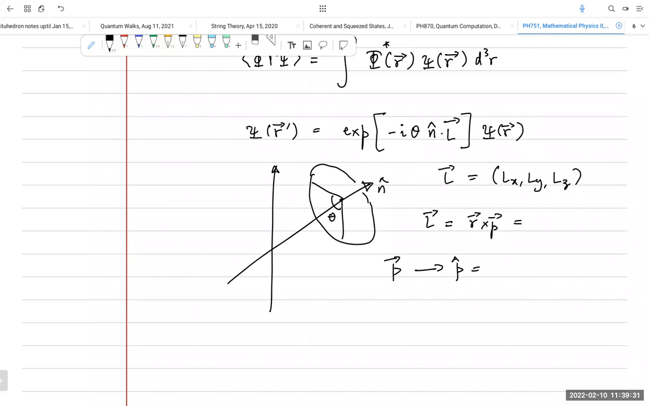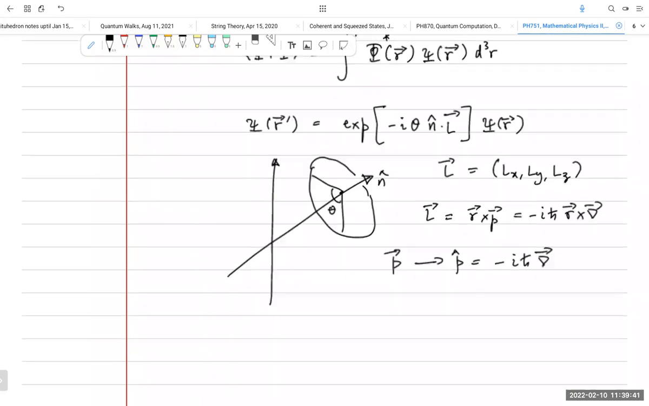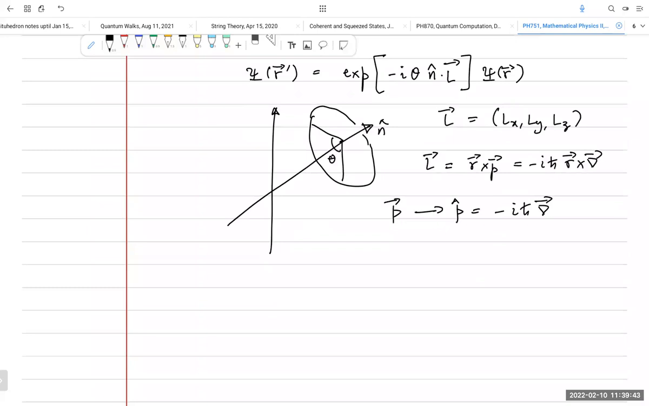Sukhmanji? Yes, sir. Minus i h bar del operator. Right. Okay. So your angular momentum operator is this, right? R cross del. So these components Lx, Ly, and Lz, what are they? So Lx is minus i h bar, R cross del, the x component of that. So that corresponds to y dou z minus z dou y.